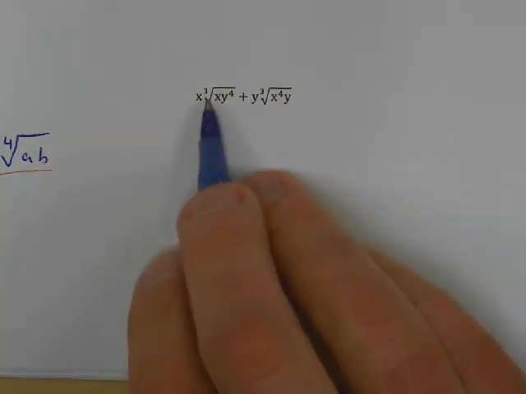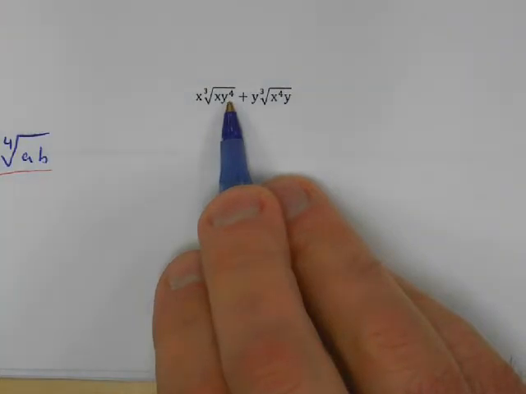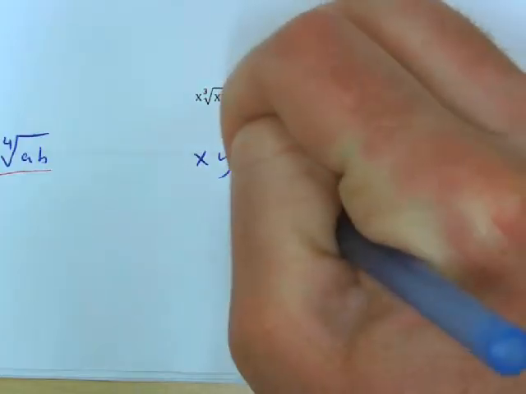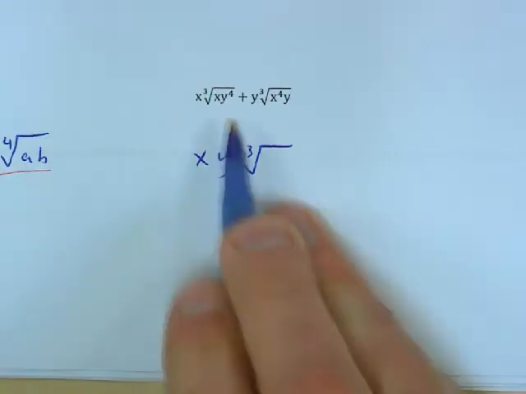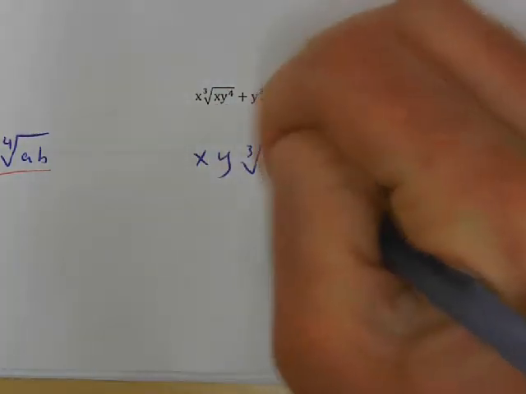So let's see. It's a cube root, so I need groups of 3. Well, if I have 4 y's, I can make a group of 3 and have 1 left over. So then I can take out a y. I've already got an x out there. I'm going to take out a y. And then what's left over in my cube root? Well, the x that was always there, and then 1 extra y. So xy.